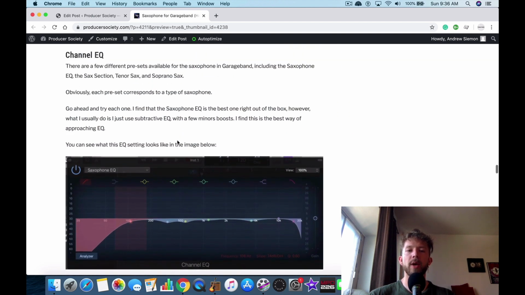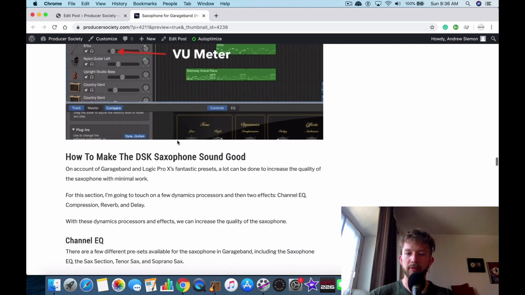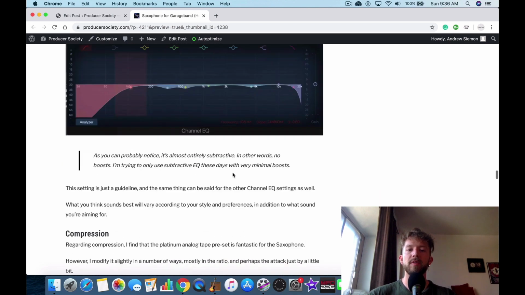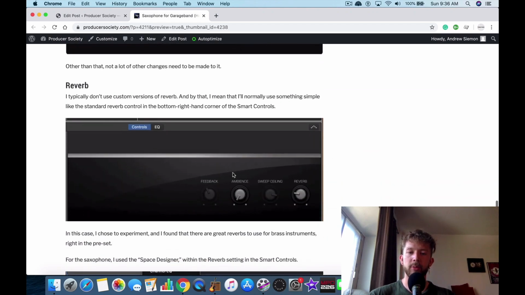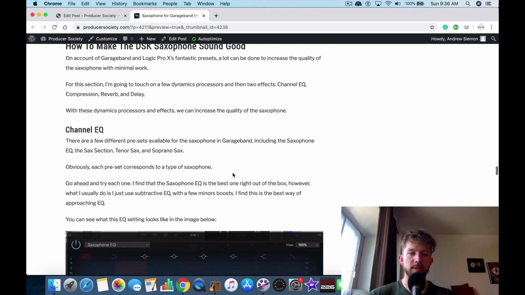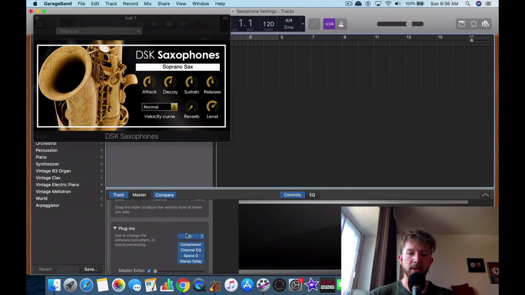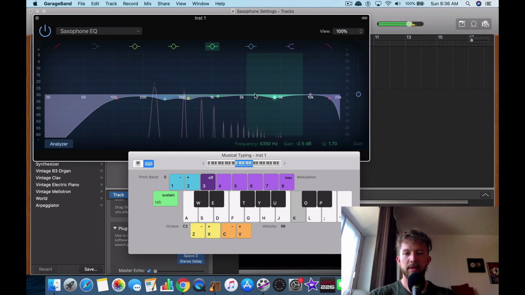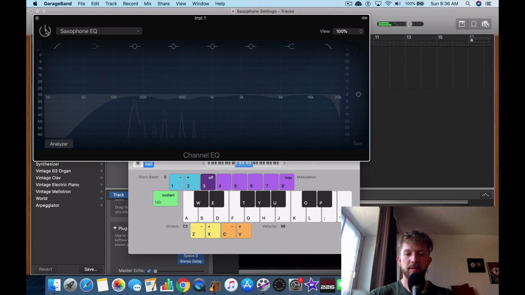So in terms of what I would do to make it sound good, I use a few different plugins. I use the channel EQ, the compression, the reverb, and delay. All of these working together can get it to sound pretty good in context with other instruments. So you can see what that looks like here. This is my saxophone EQ, and I find that sounds pretty good. I'll show what it sounds like when it's turned off.